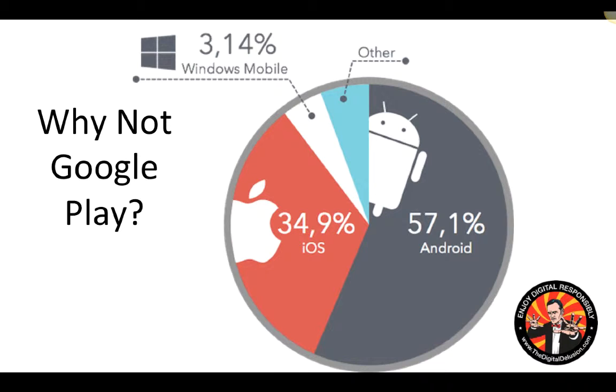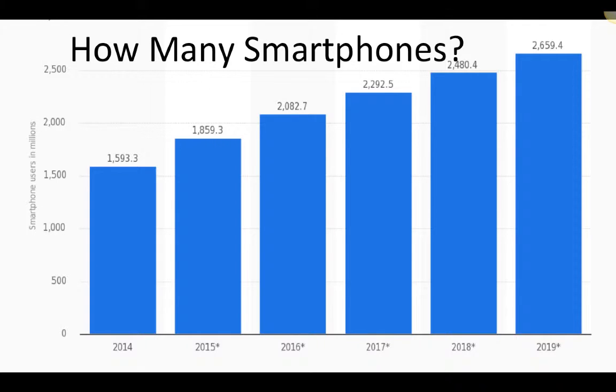In terms of market share, 57.1%. These are 2016 stats. 57% is Android-based phones, and 34.9% is iOS phones. So if you're wanting to break into a new market, it's a good place to start. So keep that in mind.